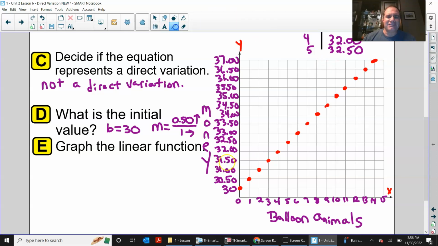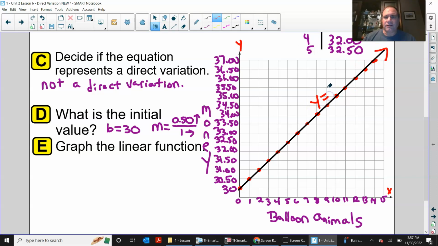Remember, this is not a direct variation. It starts at 30, does not start at 0, 0, and it's y equals 0.50x plus 30. And the reason why you have that 0.50 is because we're talking money. Talking money, we're graphing it, and that's it. This is not a direct variation. It does not go through 0, 0. And that is it.